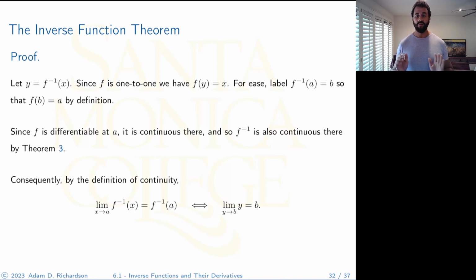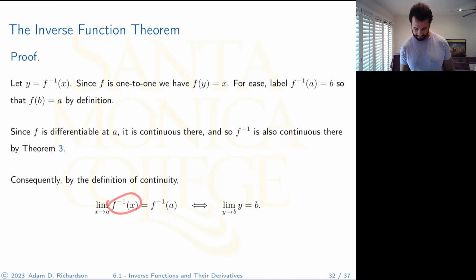All right, why do we need this? Well, consequently, by the definition of continuity back from Calc 1, that means that the limit as x approaches a of f inverse of x is equal to f inverse of a. That's the definition of continuity. Or put equivalently, using our labels, this means that the limit as y goes to b of y is equal to b. And really this is just a substitution, right? Now, there's nothing funny going on.